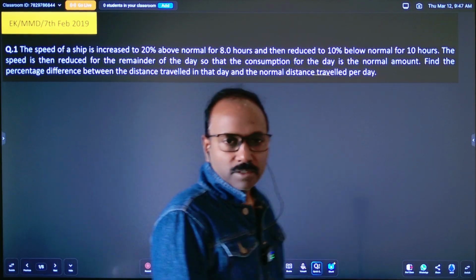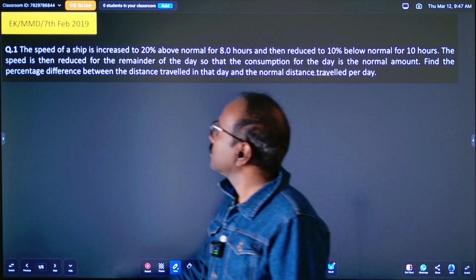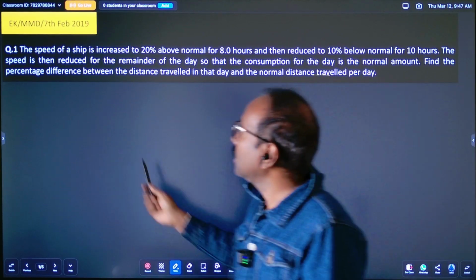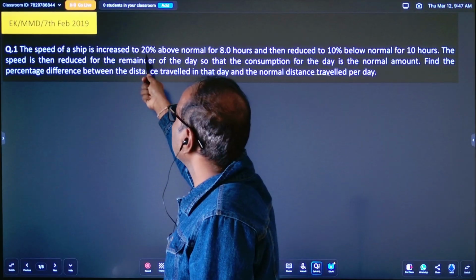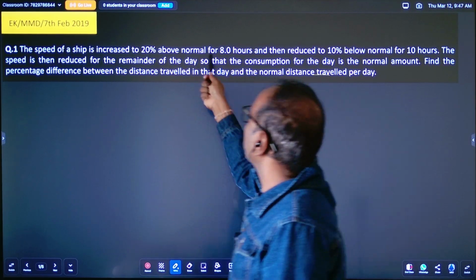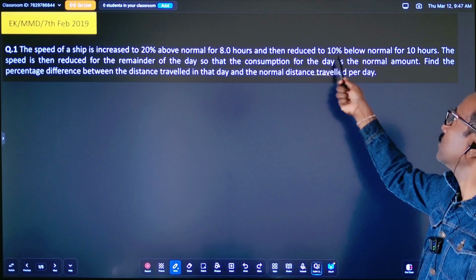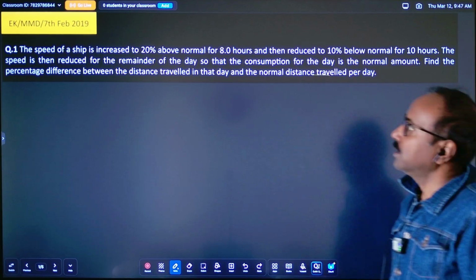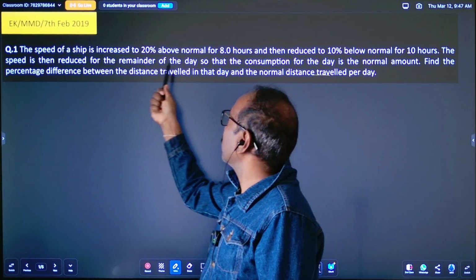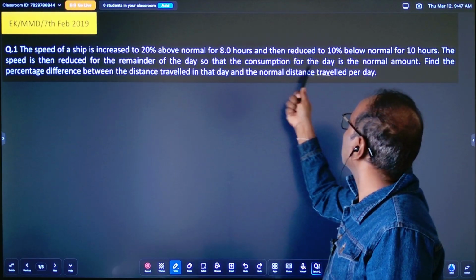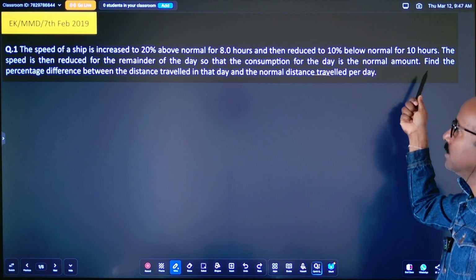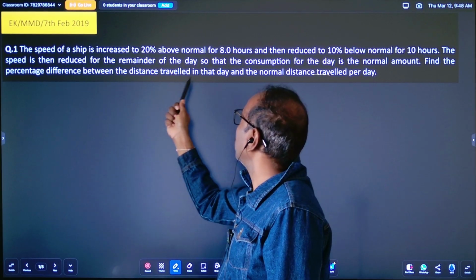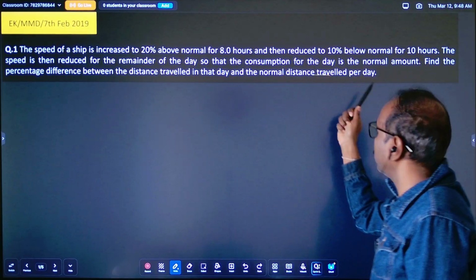So let us see this question. This came in MMD exam 7th February 2019. The speed of a ship is increased to 20% above normal for 8 hours and then reduced to 10% below normal for 10 hours. The speed is then reduced for the remainder of the day so that the consumption for the day is the normal amount. So find the percentage difference between the distance traveled in that day and the normal distance traveled per day.